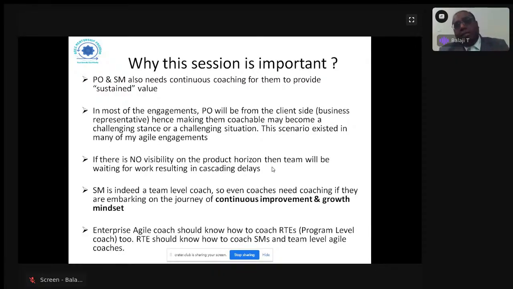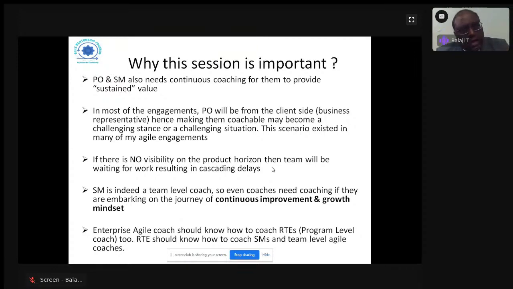So how do you handle such a situation? The way I have handled this, I have created KRAs or KPIs when I was working as an enterprise agile coach, because currently I'm playing the role of an executive coach. But when I was working as an enterprise agile coach, I used to create the OKRs, KRAs, and KPIs, even for the product owners from the client side.